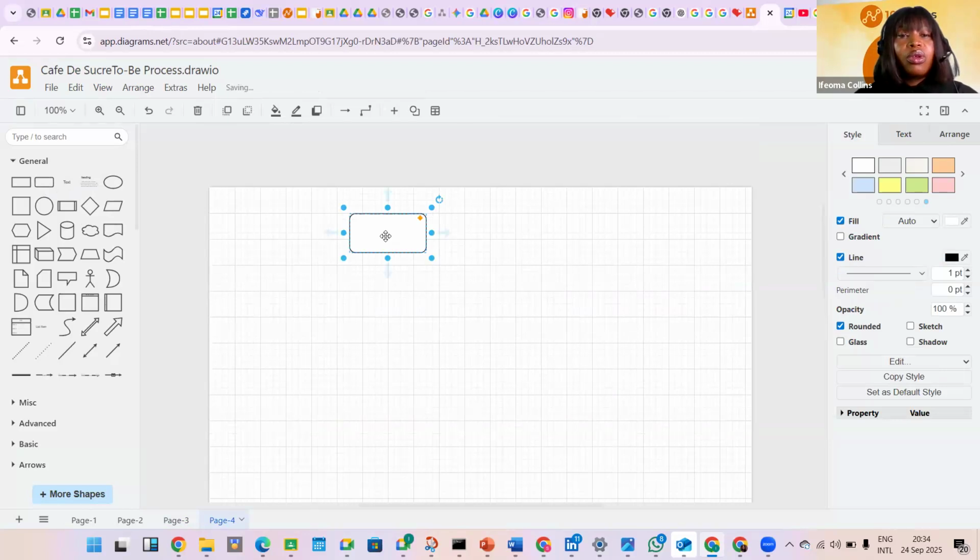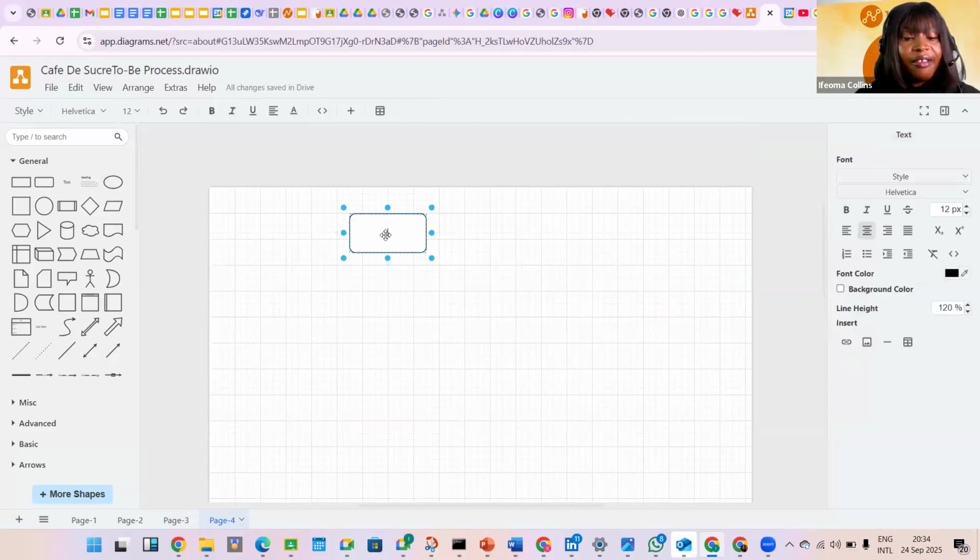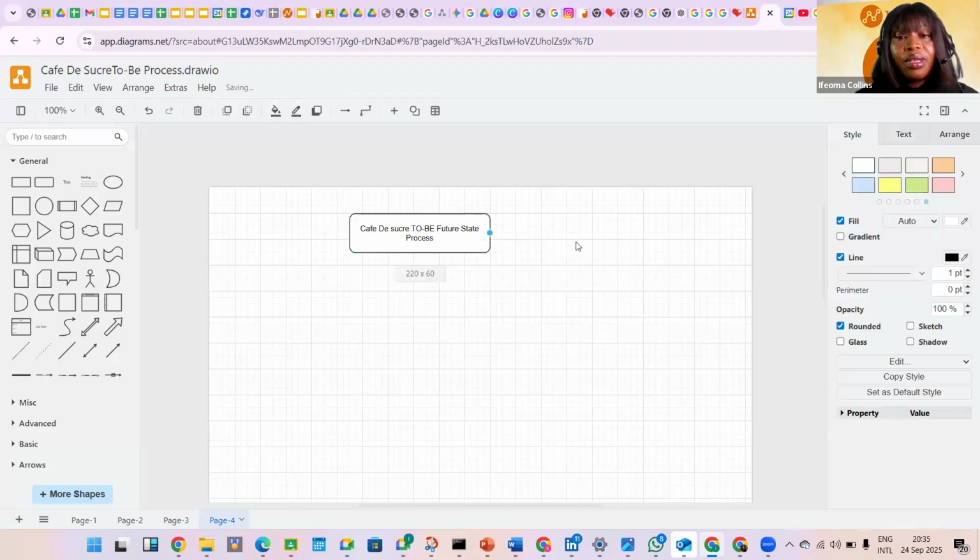So we take out this shape just to give it a title. We say Café de Sucre to be future state process. Okay, all right, so I'm just going to extend this so that it's very visible.